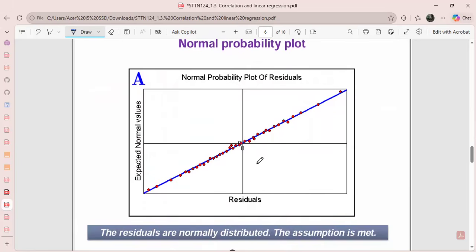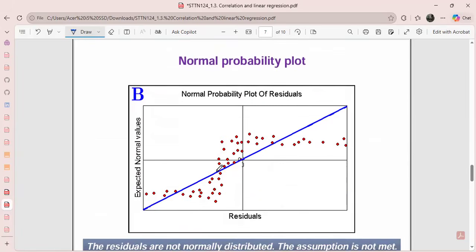When it comes to the normal probability plot, it's with regard to the residuals. When those dots are close to each other and follow a trend like a straight line, that's when we say the residuals are normally distributed, because the assumption of the normal probability plot is met. So then we see that the residuals are normally distributed.